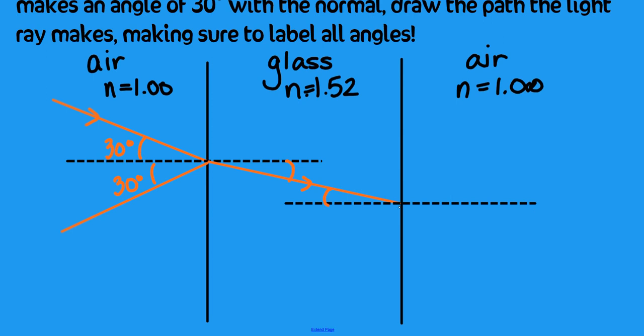We know that when light hits a surface, some of it reflects. So here's my reflected beam. And some of it refracts. Thinking about that refracted beam, if it didn't bend at all, it would look something like this. But since it's going from a high index of refraction to a lower index of refraction, it's going to bend away from the normal.